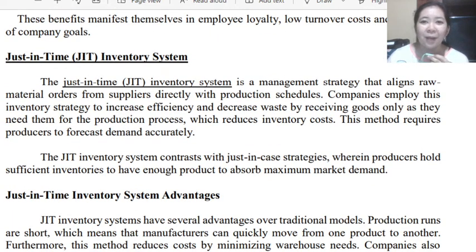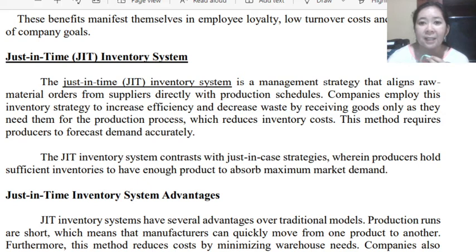Okay, so we go now to the just-in-time inventory system. Basically, this is a management strategy that aligns. So this JIT is focused on the inventory system now. In this case, this is a management strategy that aligns raw material orders from suppliers directly with production schedules. This is of course to avoid overstocking or running out of stock of the raw materials.